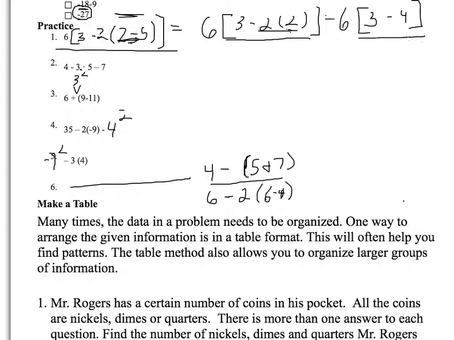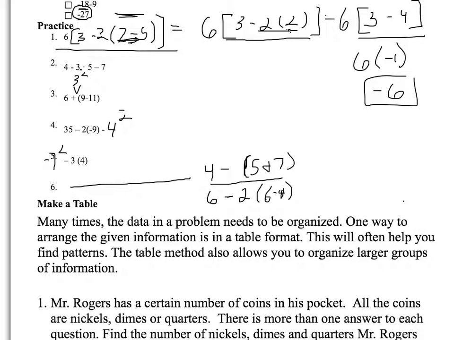Still want to work inside the grouping symbol, and so we have 3 minus 4, that's negative 1, so we have 6 times negative 1. Well, 6 times negative 1, multiplication is the last thing to do. That's going to be negative 6, and this is the answer to that first practice problem.